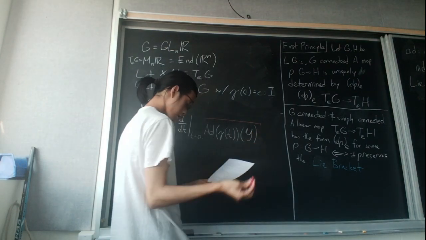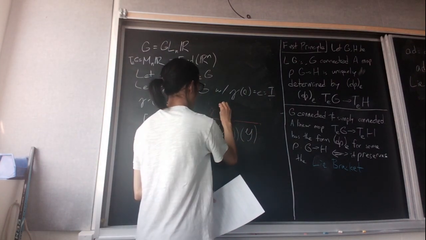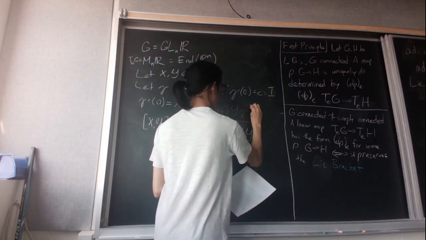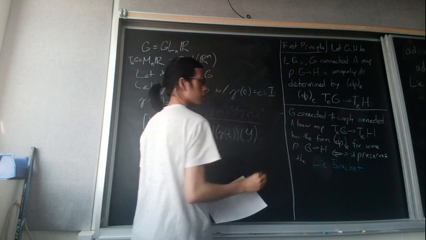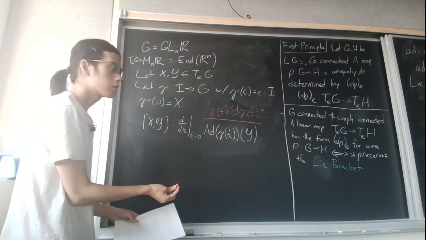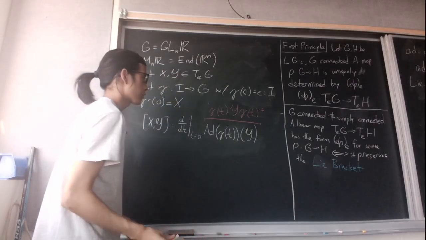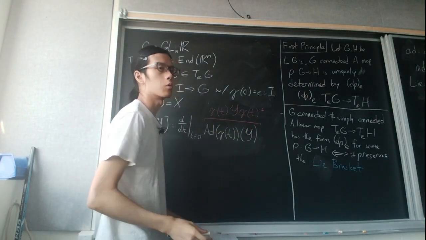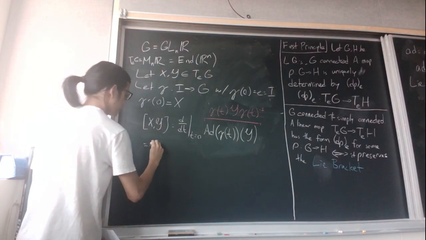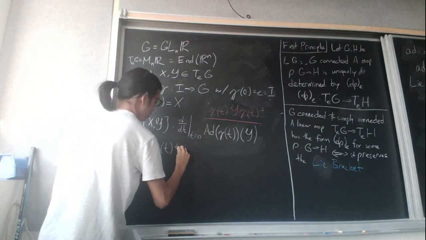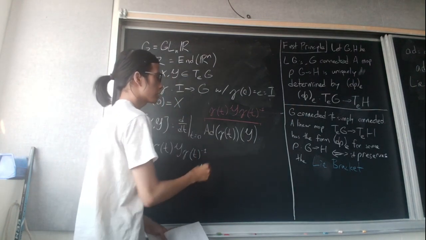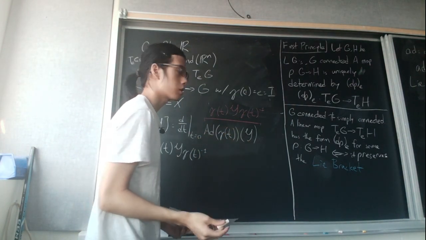So I think the book says that's this. To take a derivative of this, t is only a variable in these two, so we're just going to do the product rule. This comes out to be gamma prime(t) y gamma(t) inverse, plus the other term. Taking the derivative of gamma(t) inverse is a bit tricky.